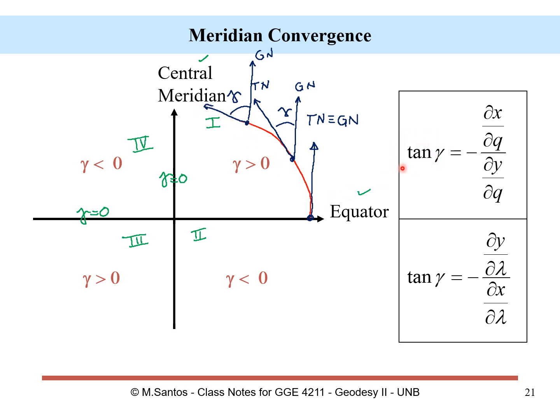How to compute the meridian convergence? We can do that by means of the evaluation of these derivatives. We have here an equation as a function of the isometric latitude, and we have here another equation as a function of the geodetic longitude.